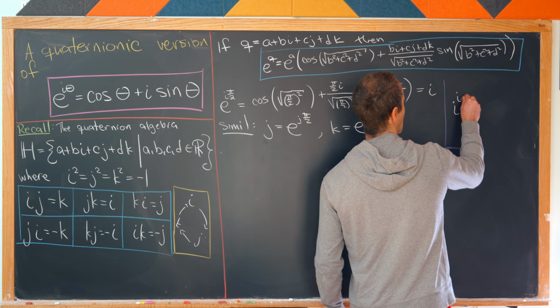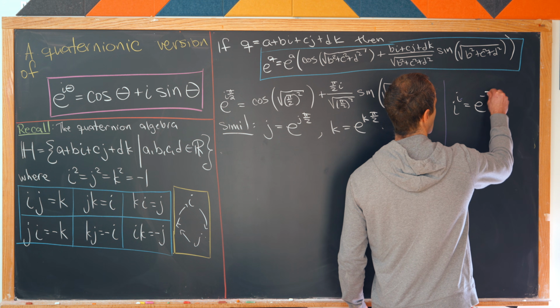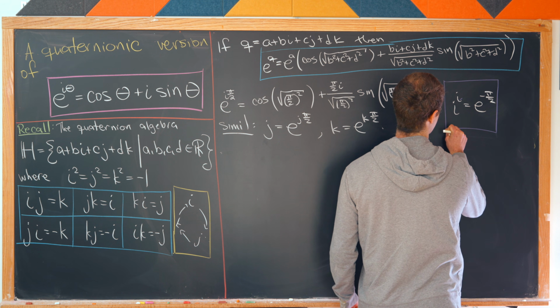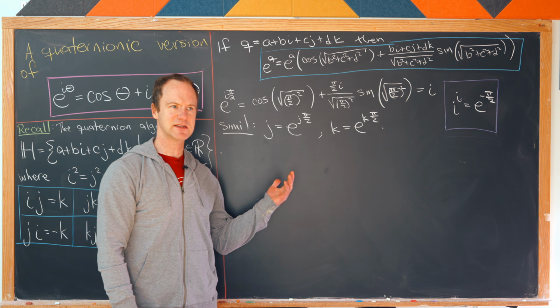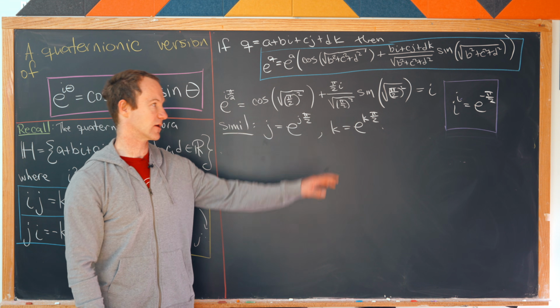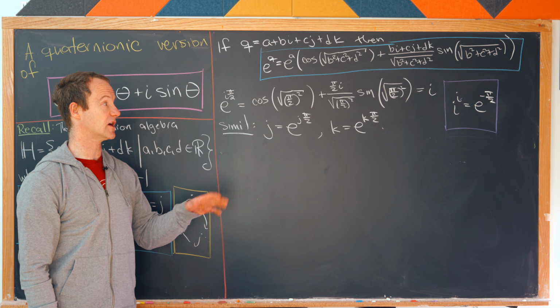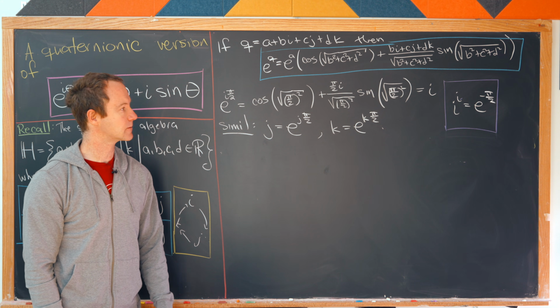So let's recall that i to the i is e to the minus pi over 2, and there are several videos that do this result. But what about, instead of imaginary to imaginary power like that over there, we do quaternion to quaternion power?